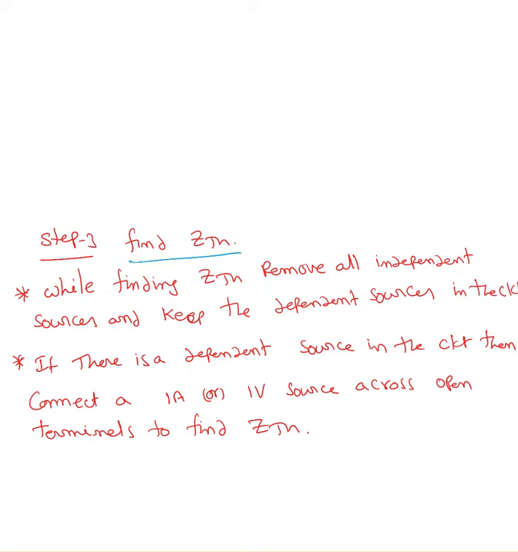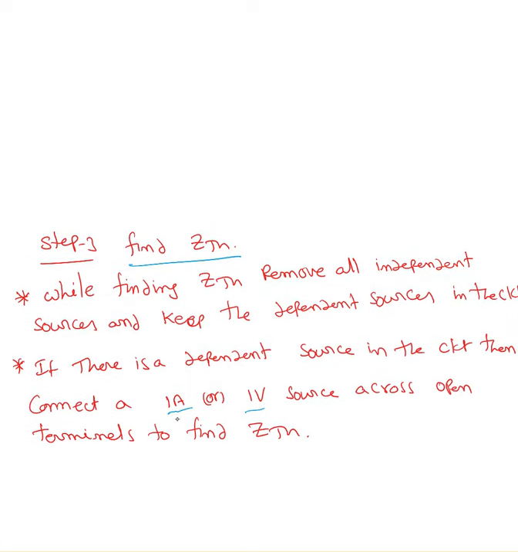If there is a dependent source in the circuit, then connect a 1 ampere or 1 volt source. It's up to you, it need not be 1 ampere. You can use 10 volts, 100 volts, it doesn't matter, or 10 amperes, 100 amperes. You can use any number here as a voltage source or current source across the open terminals to find the Z Thevenin. It doesn't matter what number you use or what source you use, we should end up with the same amount of impedance.